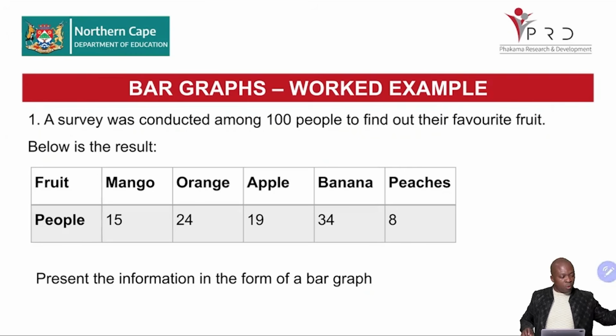We have been able to talk of pie charts already. Now we're focusing on bar graphs. But how do we know we are not going to confuse a bar graph with a histogram? If it's a histogram, there are no spaces. Okay, so here is an example.